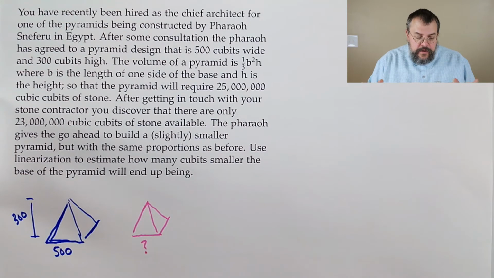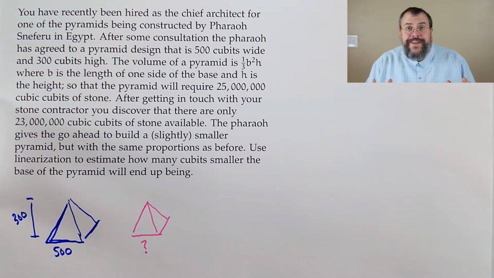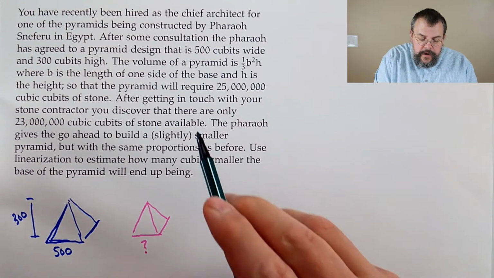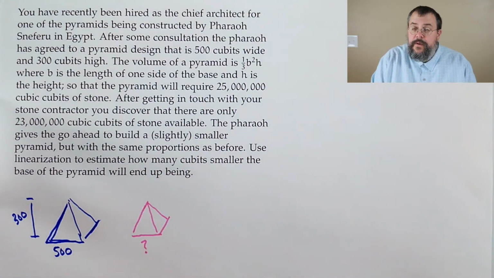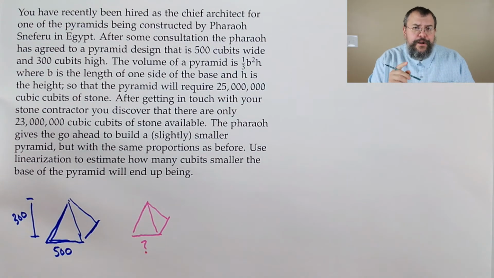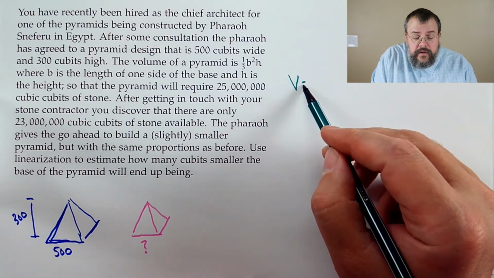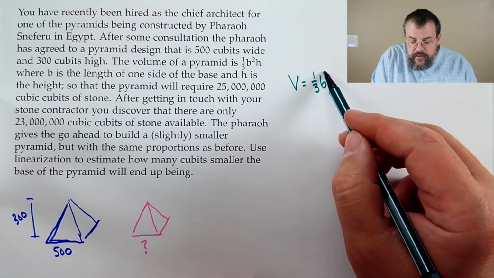Now, how are we going to go about this? Well, what do we need? We need to think about what we've been told. So let's think about what we have here. We have a volume for a pyramid, and they gave us a formula. Whenever they're giving us a formula, we're probably going to say, that's probably a useful thing to know. So we're going to keep track of that. So volume is 1/3 b squared h.